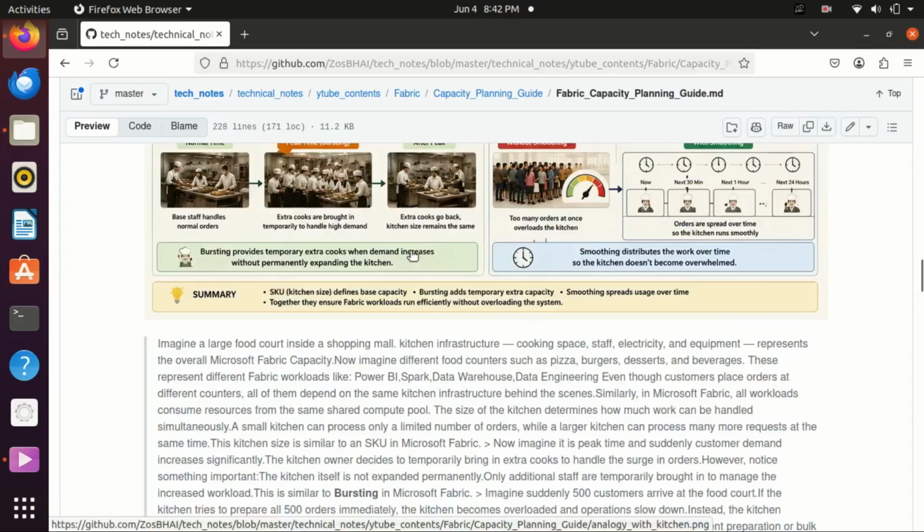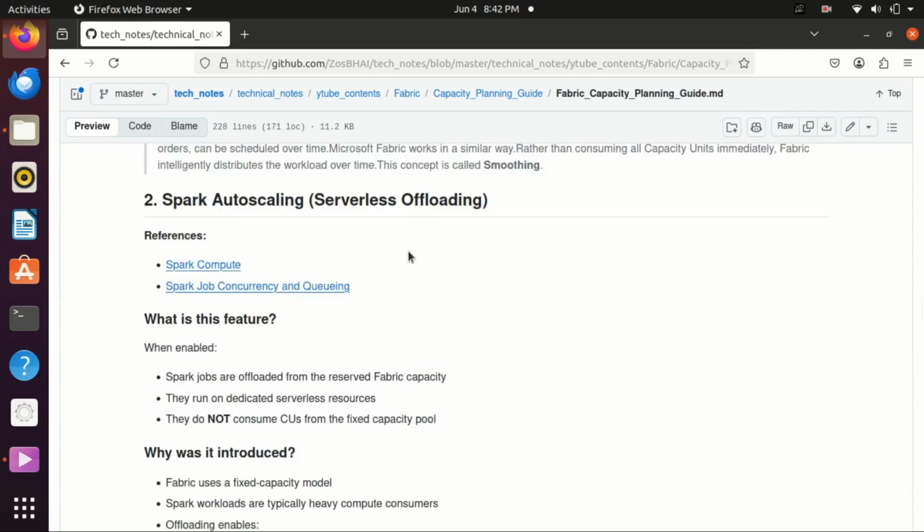Now let us understand another important component in Fabric estimation, Spark Autoscaling, also known as Serverless Offloading. When this feature is enabled, Spark jobs are moved away from the reserved Fabric capacity and run on a dedicated serverless compute resource. This means Spark jobs do not consume capacity units from the fixed Fabric capacity pool.